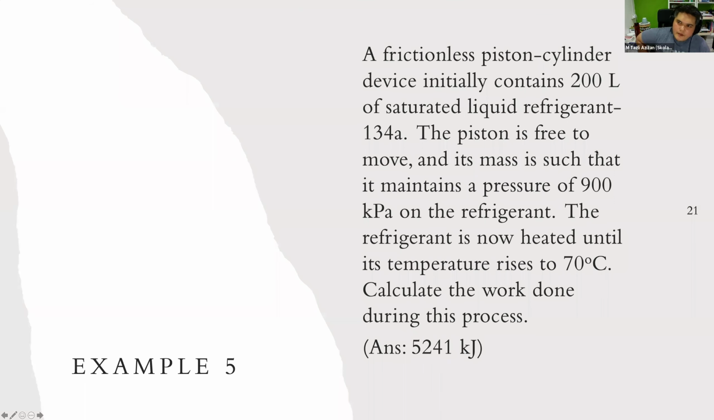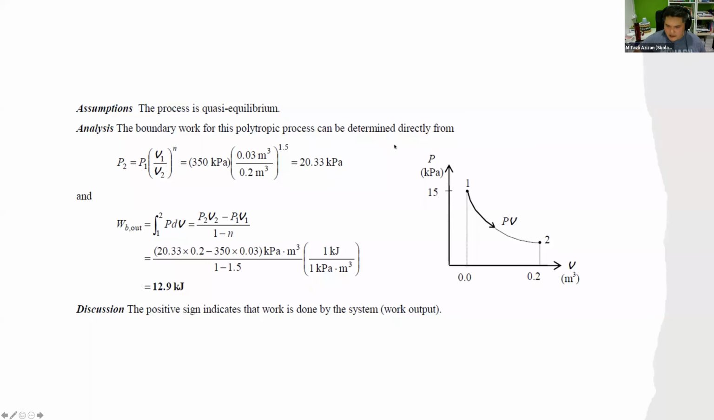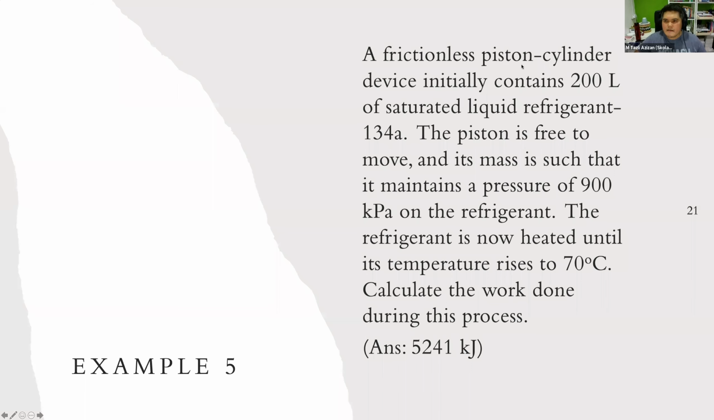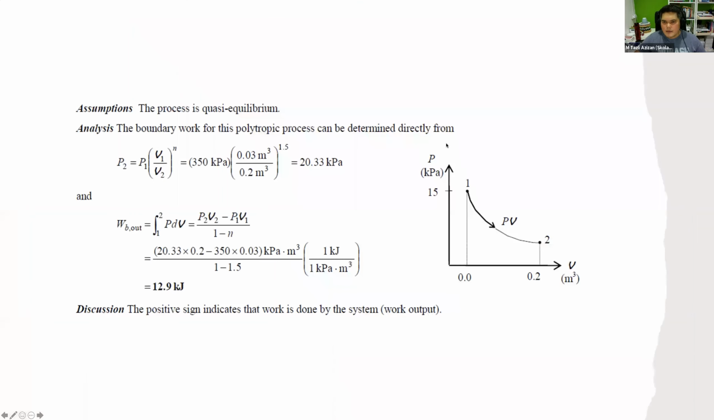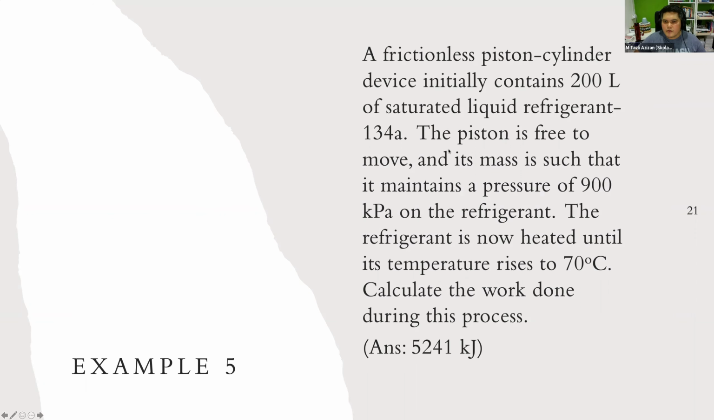Example 5 talks about a frictionless piston-cylinder device that initially contains 200 liters of saturated liquid refrigerant 134a. The piston is free to move and its mass is such that it maintains a pressure of 900 kilopascal on the refrigerant. The refrigerant is now heated until its temperature rises to 70 degrees Celsius. Okay, so calculate the work done during this particular process.